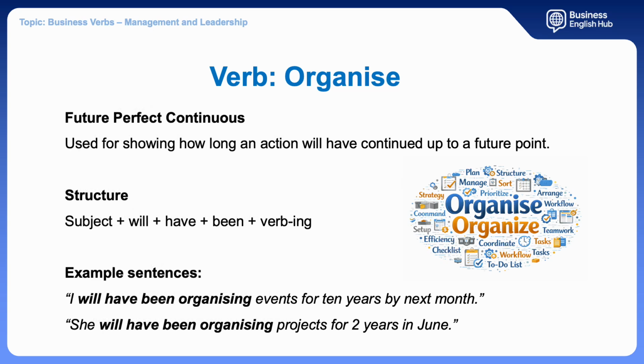Next up is the future perfect continuous of the verb organise, and it's used showing how long an action will have continued up to a future point. The structure is subject plus will plus have plus been plus the verb ending in ing, which is organising. Example sentences include: I will have been organising events for 10 years by next month. She will have been organising projects for 2 years in June.